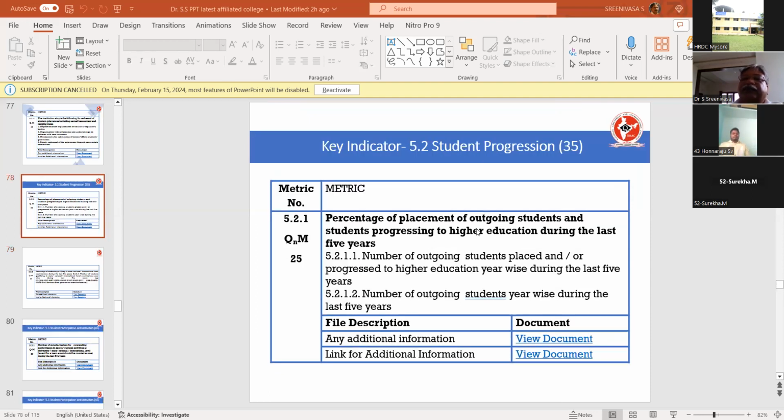Percentage of placement, how many students have been placed, how many of your students have moved to higher education, the data is also necessary. This data gives an idea about the institution, what is the quality of education offered in that institution, how many students are going to higher studies and how many students are getting jobs. Both are directly related to the quality of education.